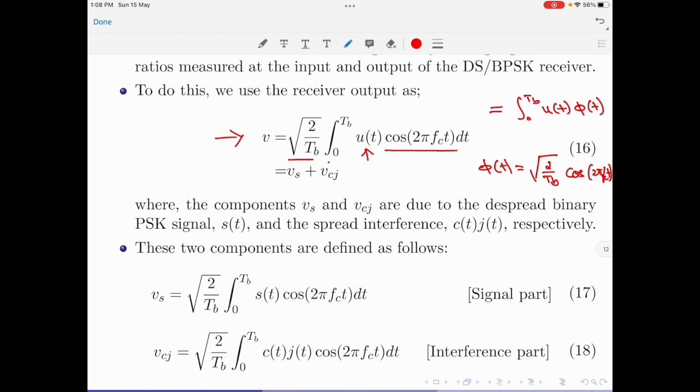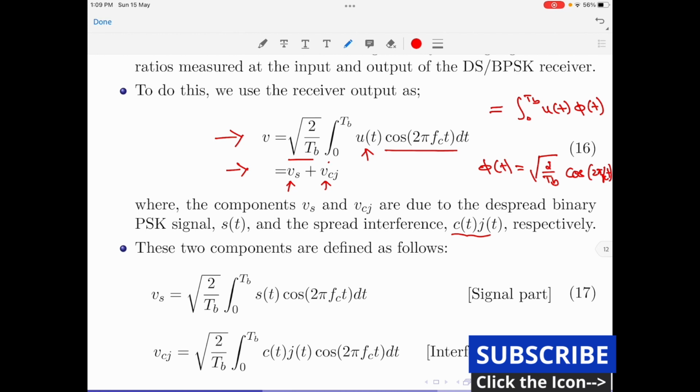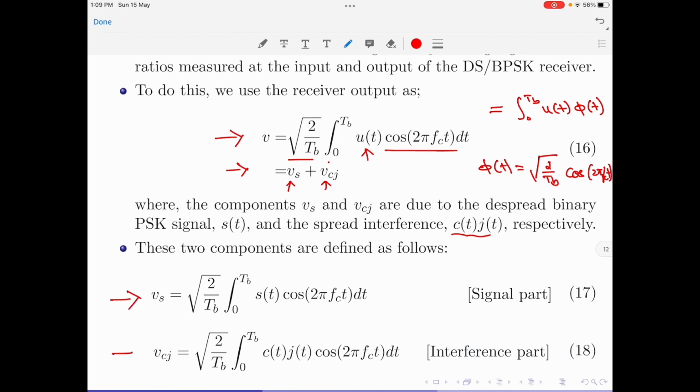Now, since u of t is a combination of the signal component as well as the noise component, particularly the interference component, I can write the receiver output V as Vs plus Vcj, where Vs is due to the despread binary PSK signal S of t, and the second component is due to the spreading interference caused by C of t multiplied with J of t. These two components are given in equations 17 and 18 here.